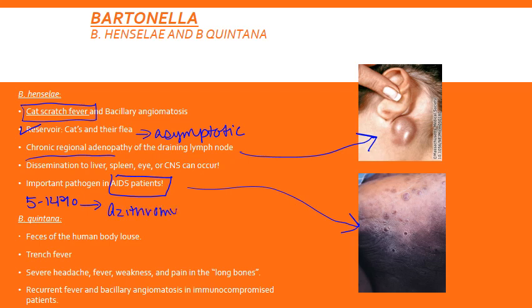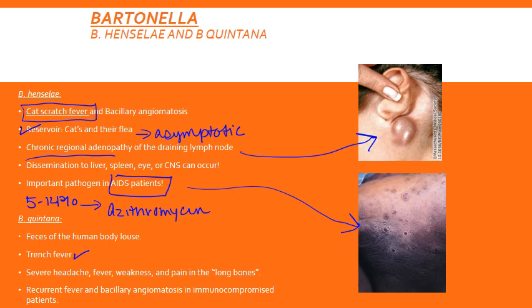But for patients who have splenic or hepatic involvement, you're going to add in rifampin with either azithromycin or gentamicin. The next organism we'll talk about is B. quintana. This is actually the causative agent of trench fever, which was something that was very prevalent in World War I, where trench warfare was very common.